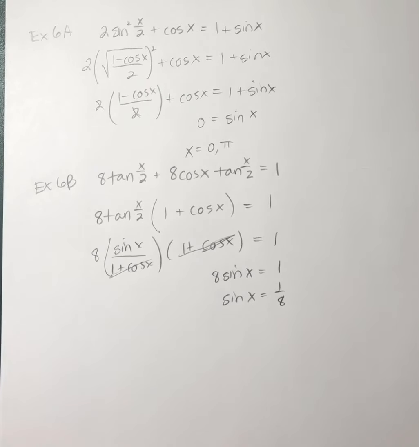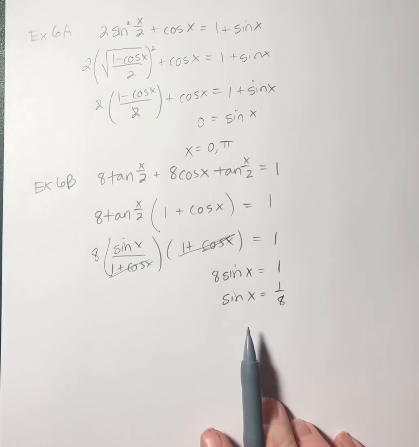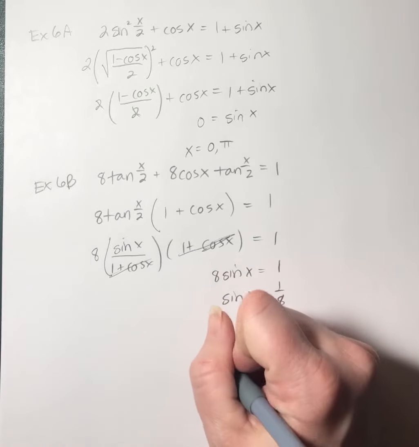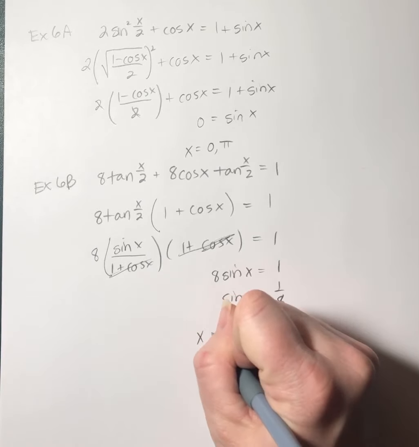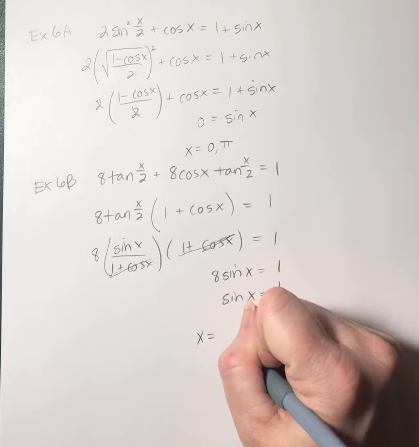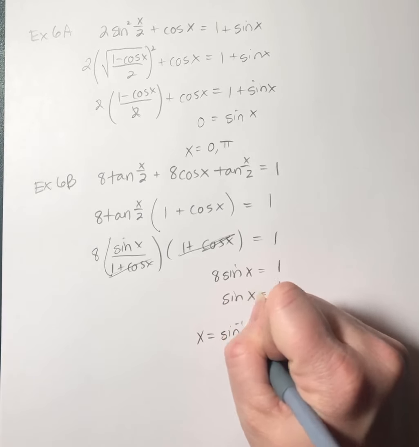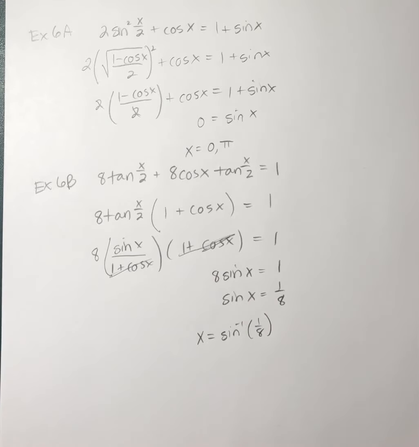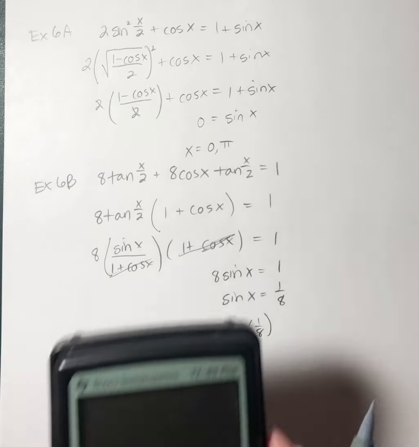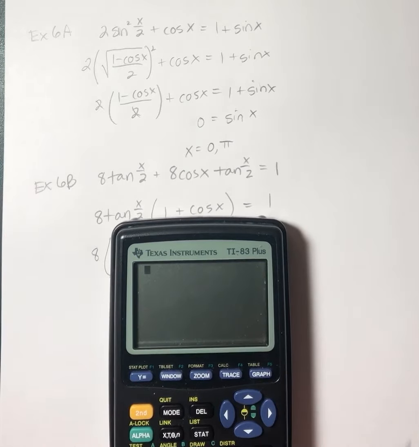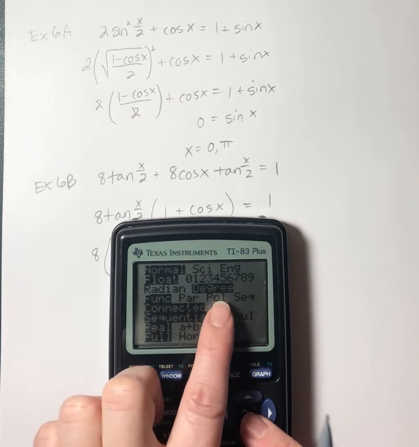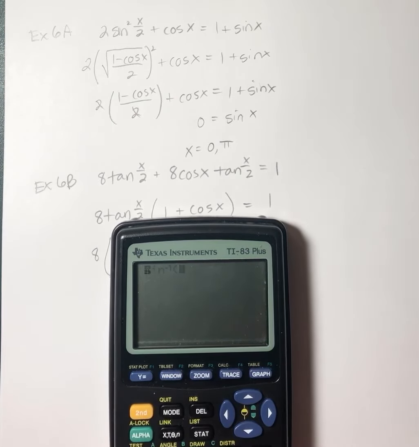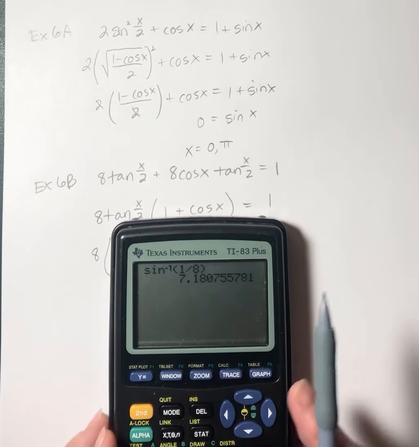So this is where it gets tricky, okay? So I have x equals the inverse sine of 1/8. And now we have to use a calculator. So I have to make sure that I am in degree mode, and I do the inverse sine of 1/8, and I get 7.2 degrees.